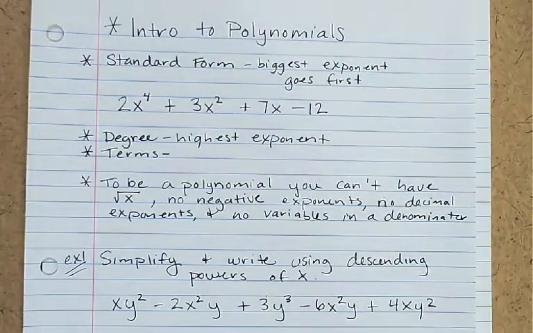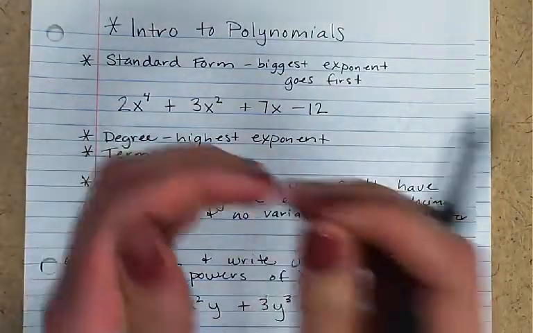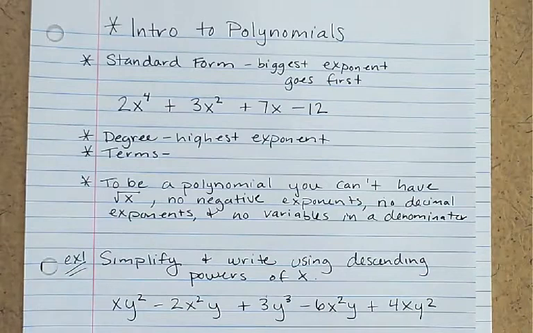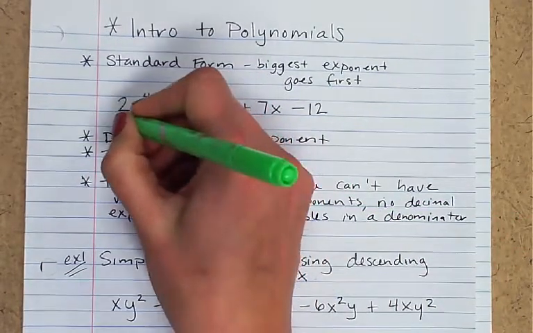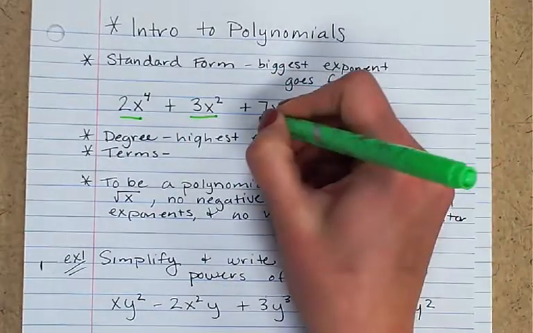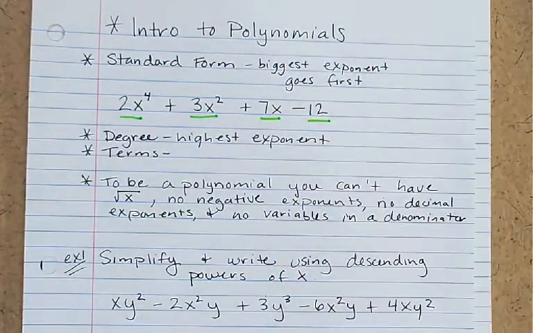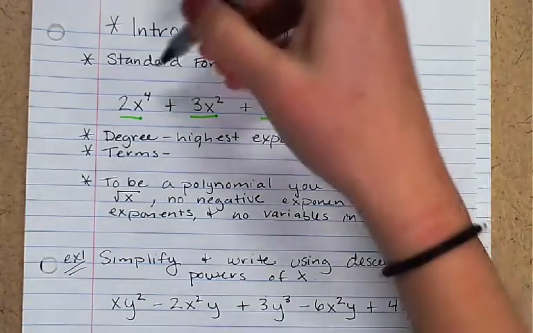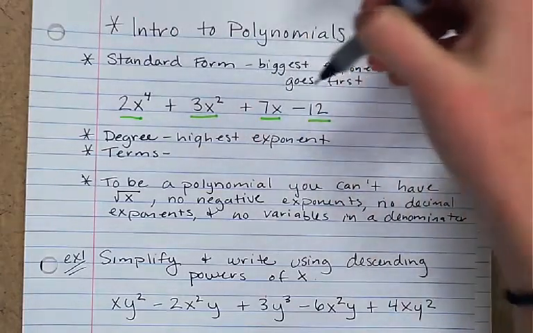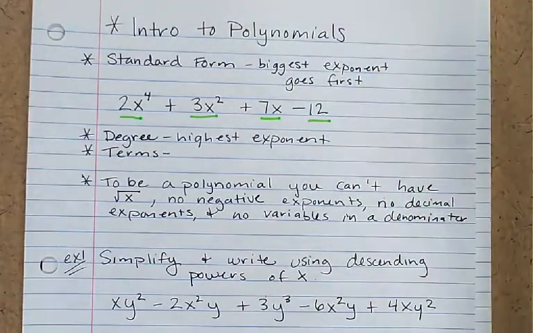Now, the terms are each individual part of the polynomial. The terms are separated by addition or subtraction signs. So it'd be like 1, 2, 3, 4. This one has 4 terms. And to be a polynomial, you have to have whole number exponents. So like 4, 2, 1, 3, 10, 12.